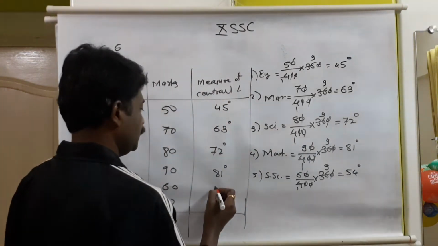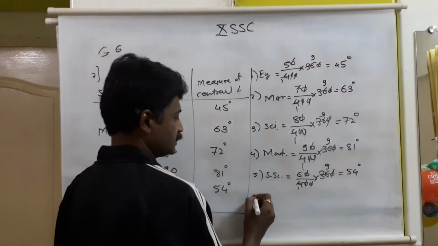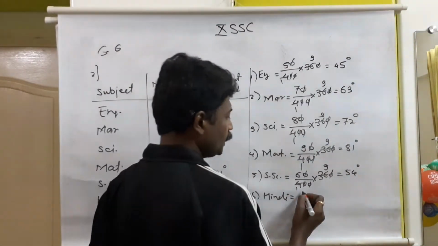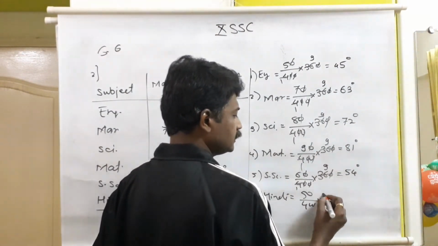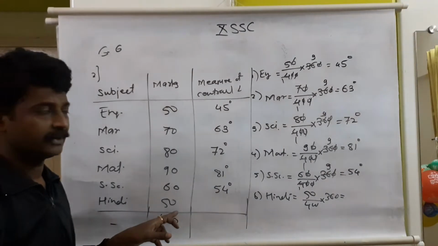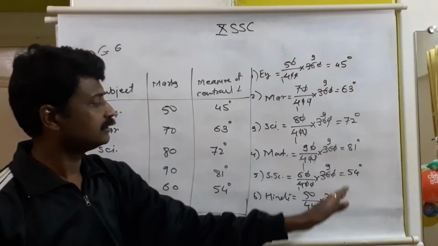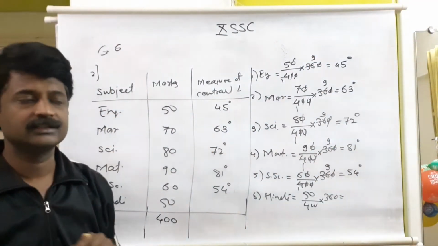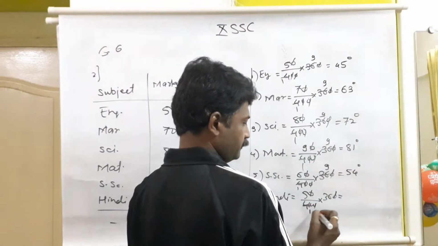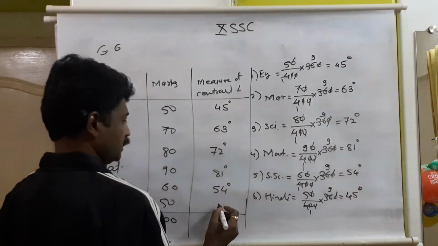54 degree will be the angular measurement for subject social science, and the remaining is national language, that is Hindi. For Hindi, he scored 50 marks, 50 out of 400, then out of 360, how many? You can see for English also 50 marks were there, and for Hindi also 50 marks. So the answer will be the same, means the same central angle is going to come for English and for Hindi. These 2 zeros will get cancelled, 4 ones are 4, 9 fives are 45 degree will be the angular measurement for subject Hindi.